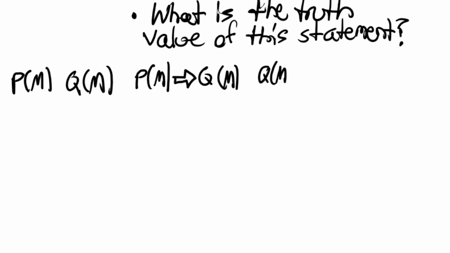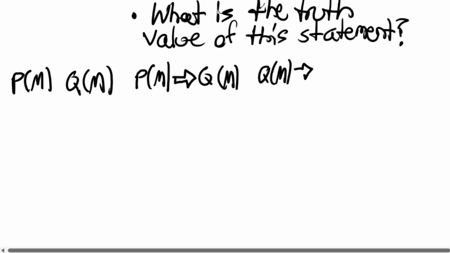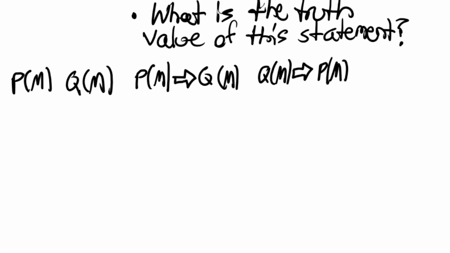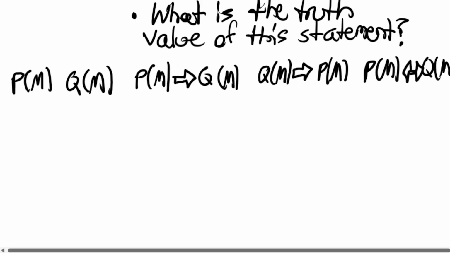And also Q of M implies, sorry, I forgot to say implies with the previous one. And then we will look at the biconditional of P of M and Q of M.